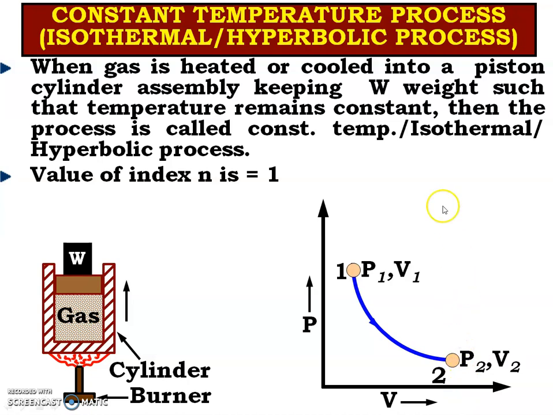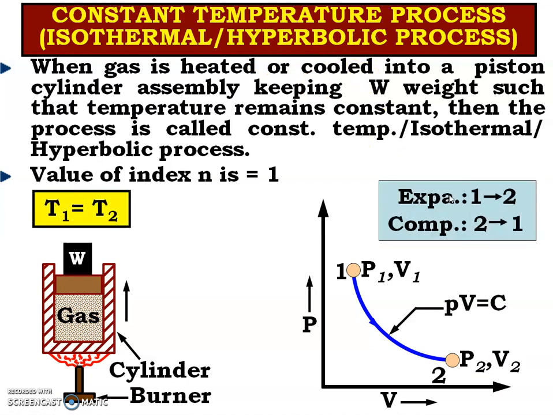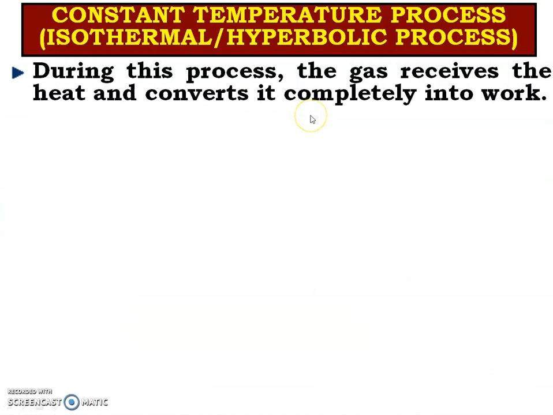And it is not a straight line, it is a curve. The curve is hyperbolic, and so it is known as the hyperbolic process. It is known as PV equals constant or temperature equals constant. 1 to 2 is known as the expansion, and if the diagram is reversed, that is the 2 to 1 process, then it is a compression. It means heat is rejected from the gas. And this is the PV diagram for the constant temperature process.